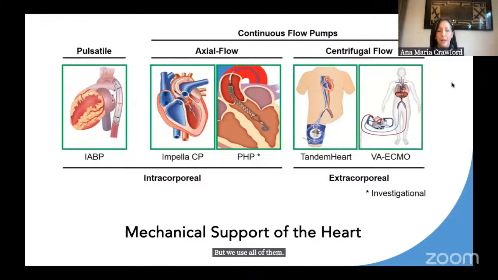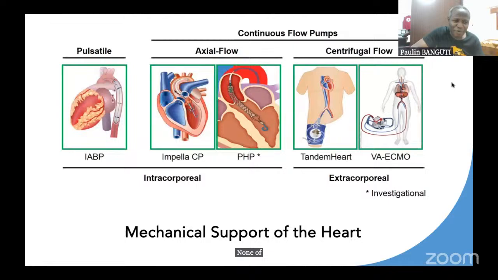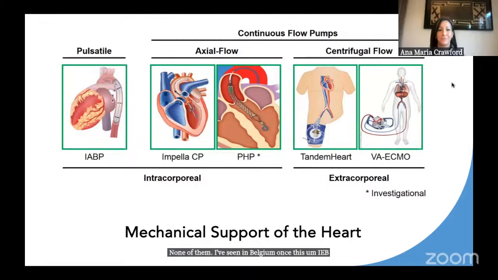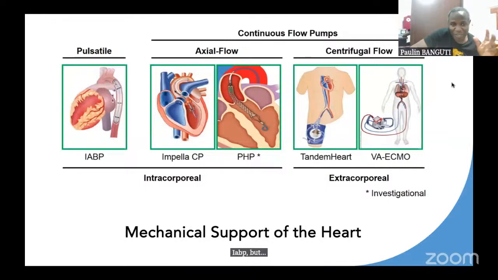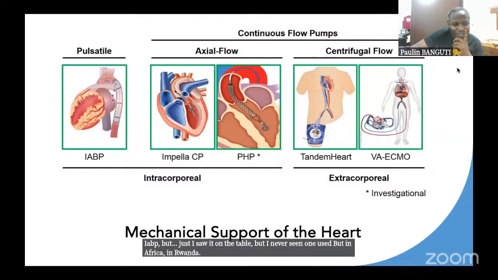Dr. Banguti, which of these devices have you seen used in your settings? None of them. I've seen in Belgium once the IABP, but I just saw it on the table, I never saw one used. But in Africa, in Rwanda, none of those are in use, and I've never seen one of them.